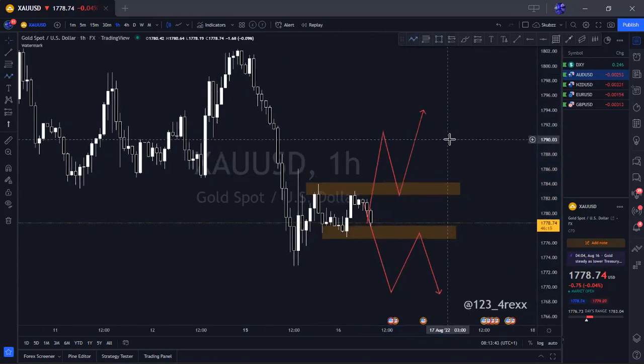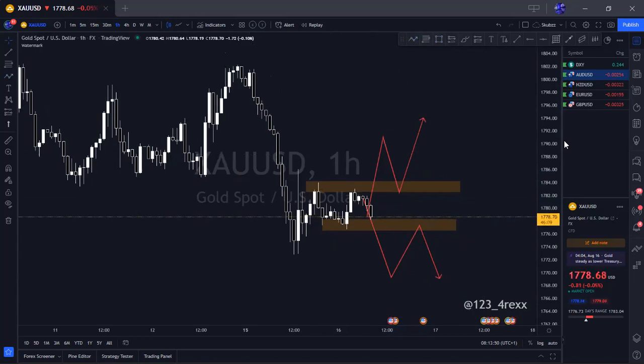But at the same time, it's gold, so you have to be super careful with it. Double check. Always wait for your entry criteria before you jump on any trade.